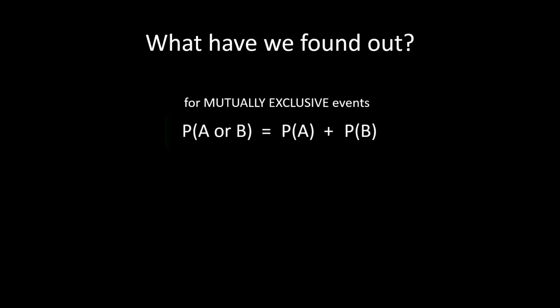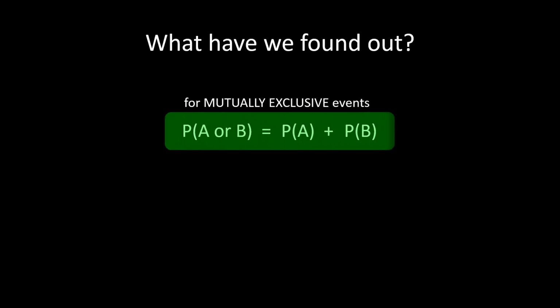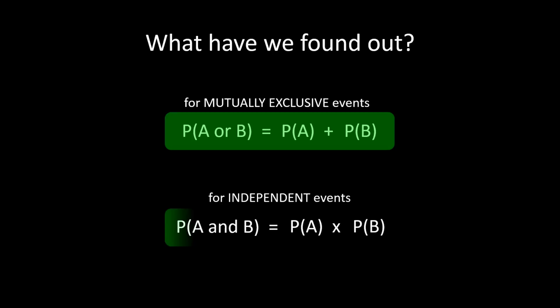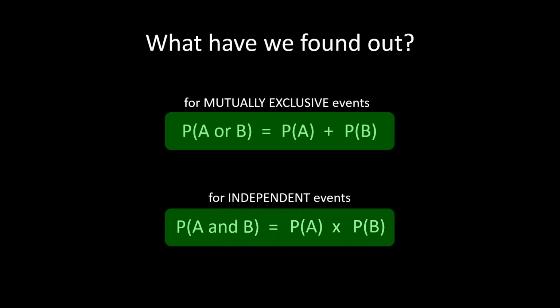What have we found out? Let's just go over it one more time. Mutually exclusive events, probability of A or B is probability of A plus the probability of B. Or is plus. And for independent events, probability of A and B is equal to the probability of A times the probability of B. So or is plus and is times. Or is plus and is times. Remember that and you won't go far wrong, particularly on the next exercise.